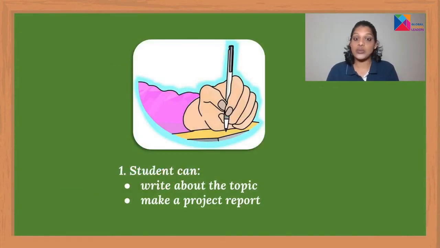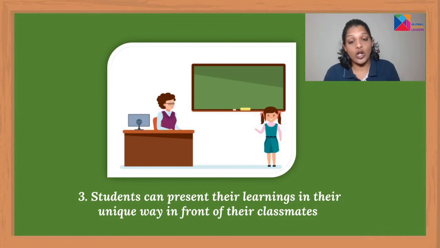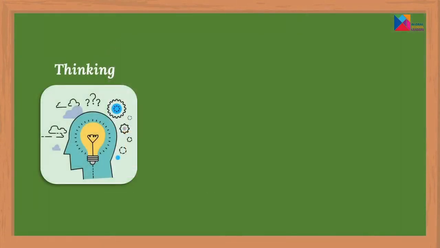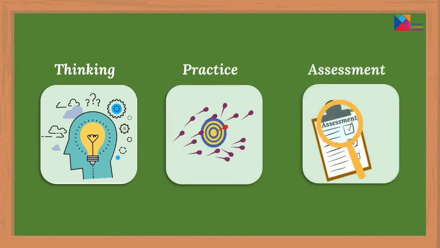For example, students can show their learning by writing about the topic or doing a project report. Students can explain what they have learned by relating it to a real life situation. Students can also present their learning in their own unique way in front of their classmates. So that's the big three indicators: thinking, practice, and assessment.